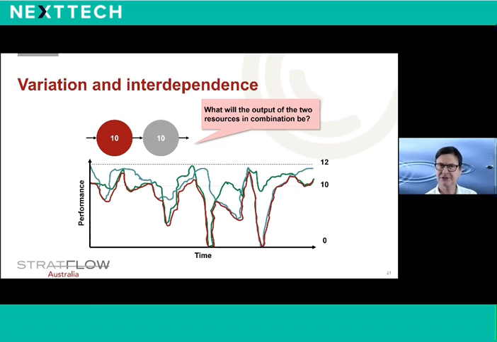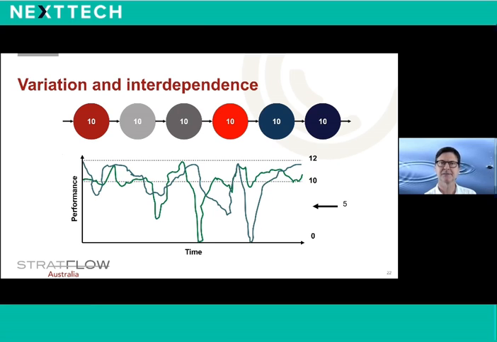So if we look at two resources and their combined effect, we see that as green produces less than turquoise, turquoise has to stop. And when turquoise produces less than green's instantaneous capacity, green is starved and can only produce what turquoise is handing over. So the combined output of these resources is the least of the instantaneous production of both, which is the red line. So let's continue with those two resources, and now we add 4 more in series.